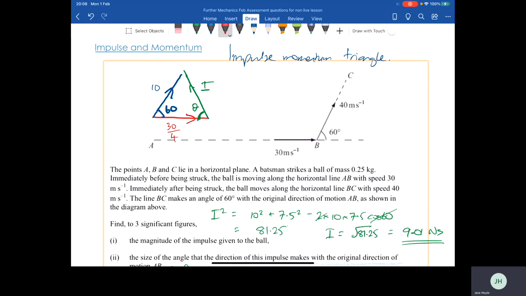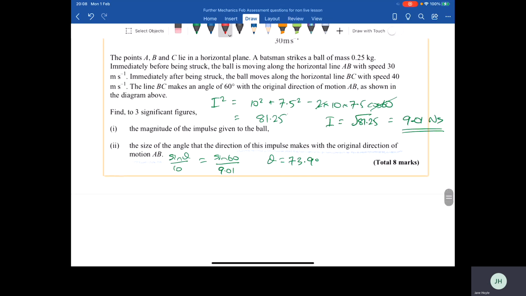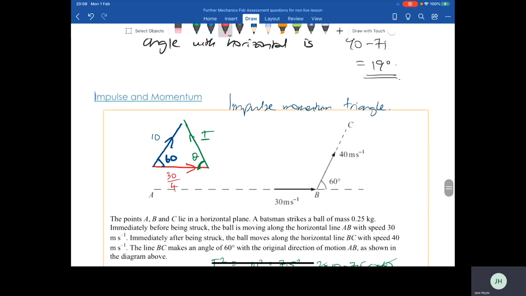So we would then have to say, but the angle required is 180 minus 73.9, 106.1. So just always make sure you find the correct angle. But as a question, hopefully you'll agree that's not too tricky.